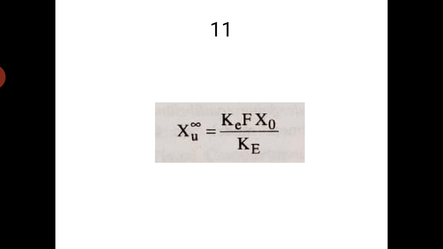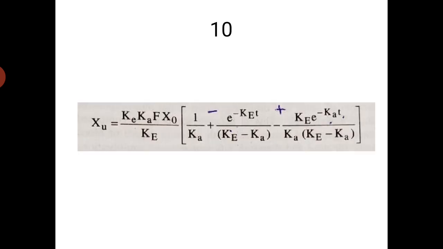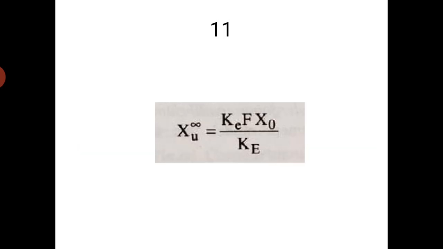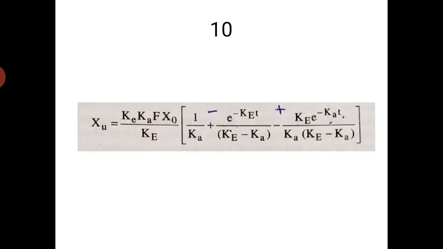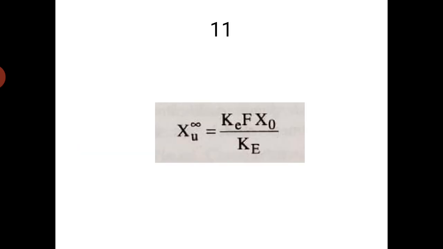Now listen, what you have to do is, in the 10th equation, instead of this Ke F X0 by Ke, you substitute Xu infinity. I'm telling once again, the 11th equation: Xu infinity is equal to K F X0 divided by Ke. This 11th equation you substitute in the 10th equation. So there what happens, Xu is equal to Xu infinity into Ka all multiplied with the 1 by Ka, and the equation becomes.